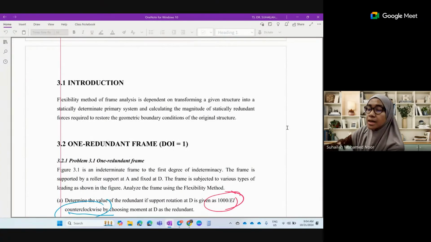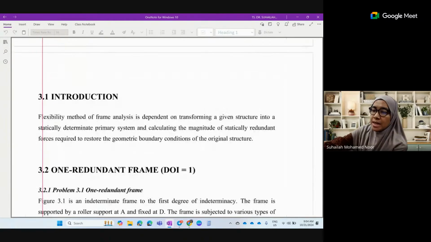Okay, for week number 3, we should start with frame analysis. Frame analysis also covers one DOI, two DOI, first one redundant, two redundant. Basically, frame analysis is similar to the analysis of beam.